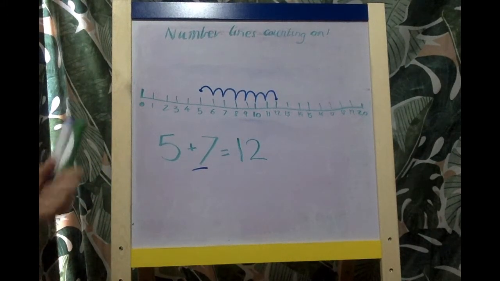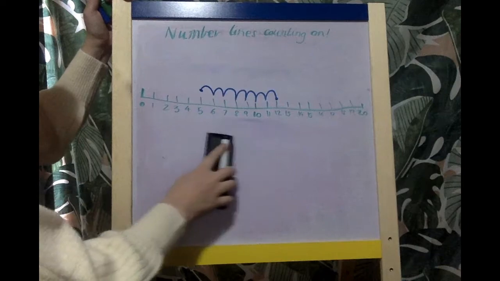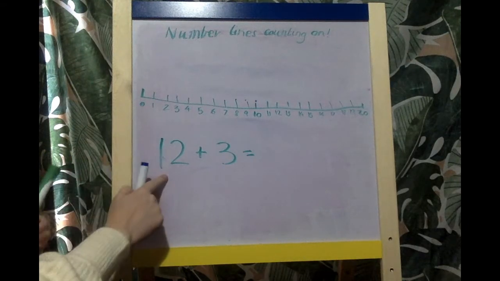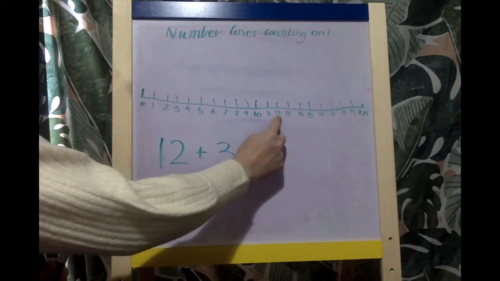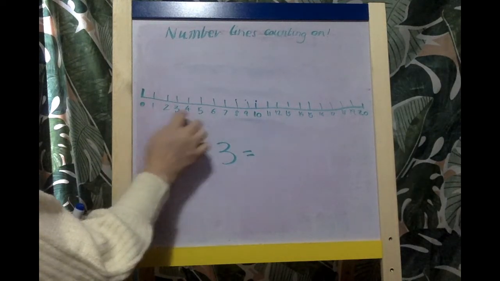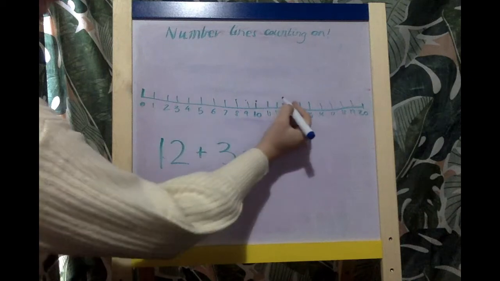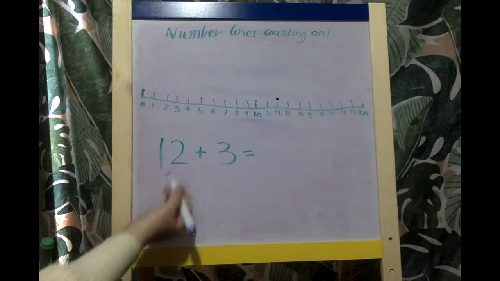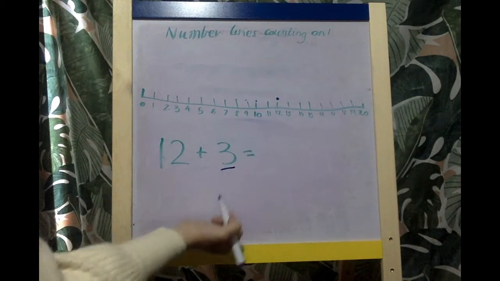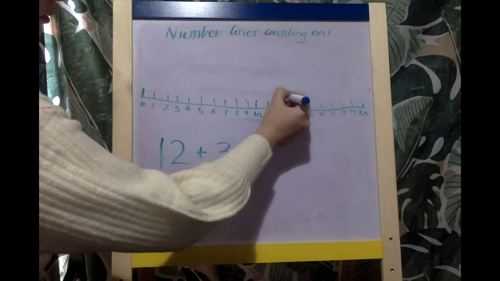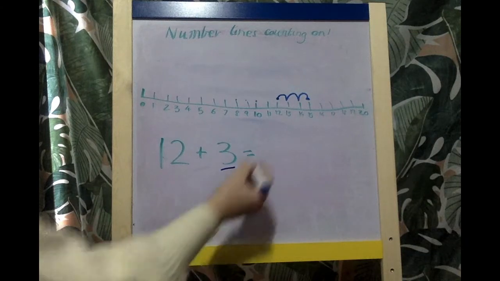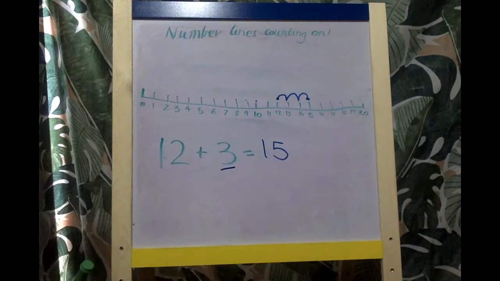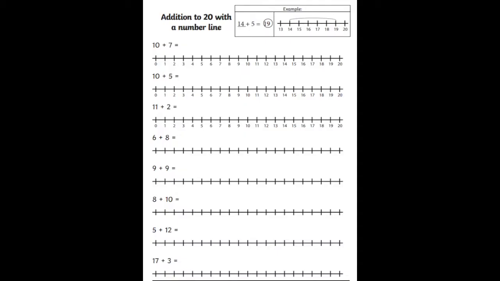Let's try one more together using our number line. Alrighty, this time I'm starting at 12. So I don't need to count 12. I can see 12 is right there. I don't need to count it. It's right there. So I put my dot there, ready to count on. I'm going to count on 3 more. 1, 2, 3. My answer is 15. Now it's your turn.